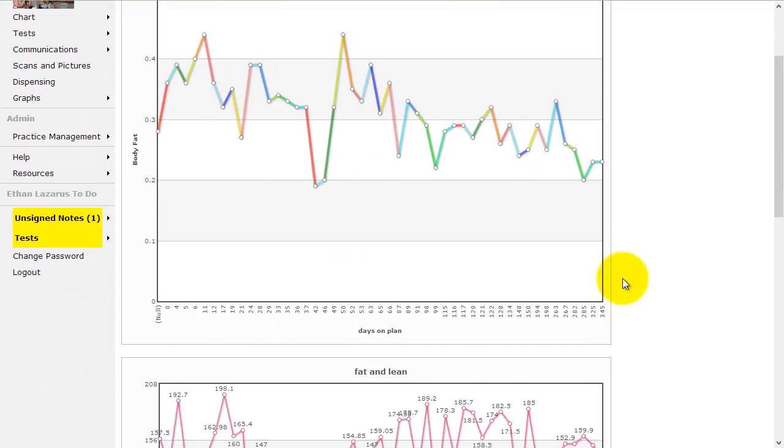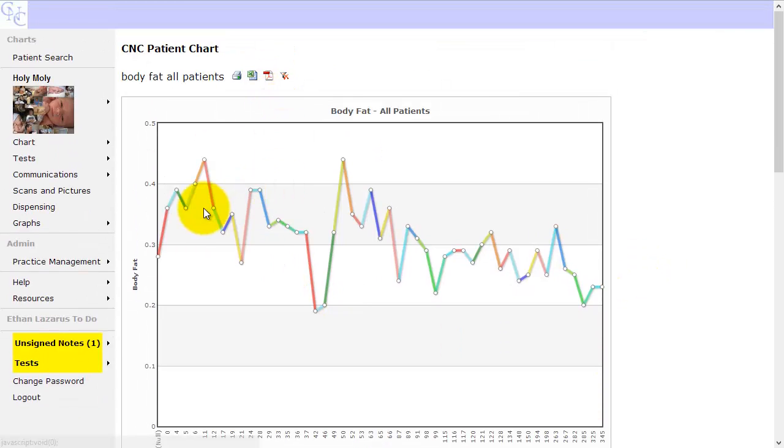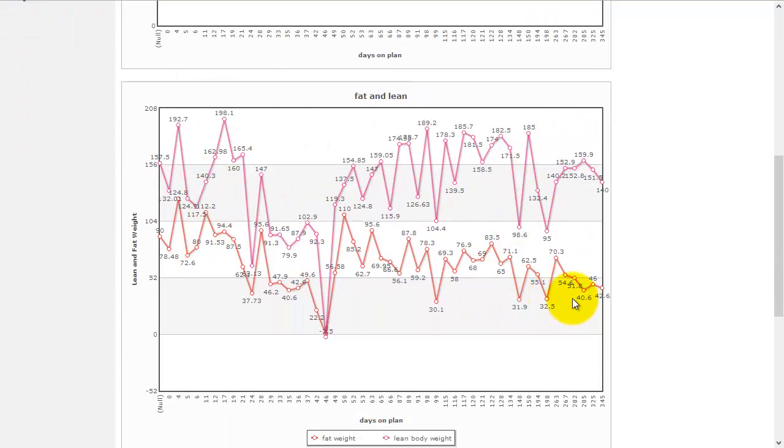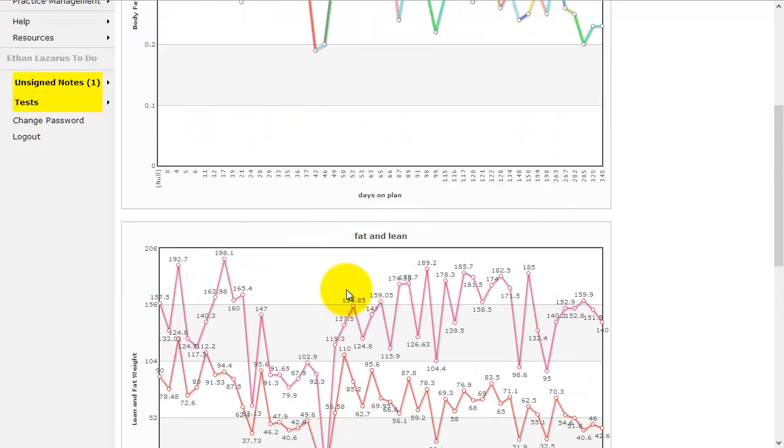We just have a view to look at body fats so that you can see how your body fat percentage trends for your patients, and you can look at how the fat weight and lean weight trend for all of your patients.